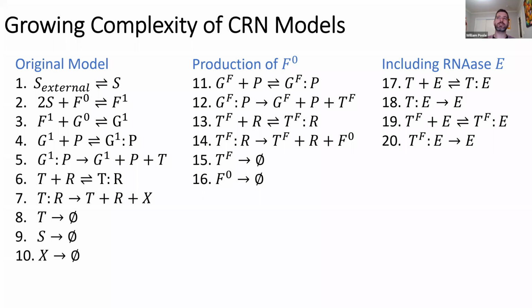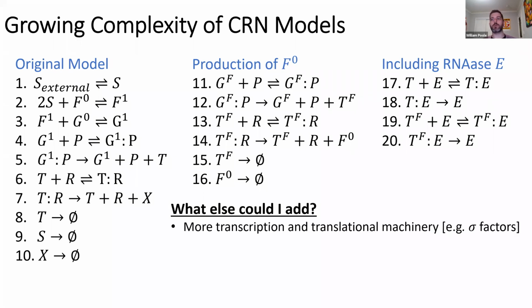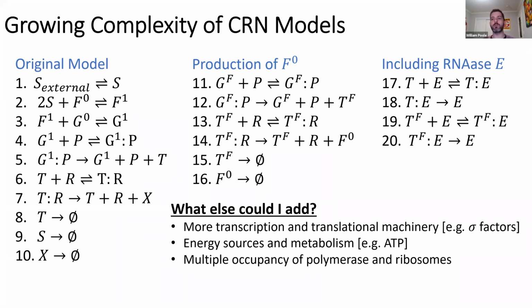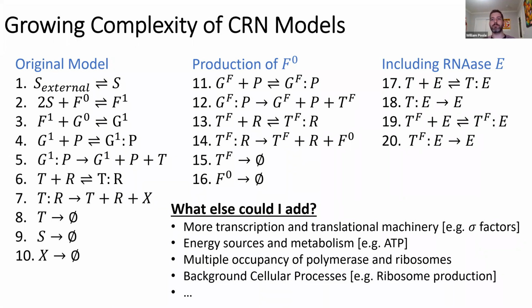Well, I might also say, well, actually in a cell, there's also RNases. The RNAs are degraded differently from proteins because there's little enzymes that go around and chew them up. So here are 4 more reactions to include the degradation of my 2 transcripts by RNases. And I can keep adding more things. I could add more transcription translation machinery like sigma factors in E. coli. I could add energy sources like ATP or some sort of energy metabolism, Krebs cycle, whatever I want. I could add multiple occupancy of polymerases and ribosomes, where more than one ribosome binds to a transcript. I can add background cellular processes like the production of ribosomes.